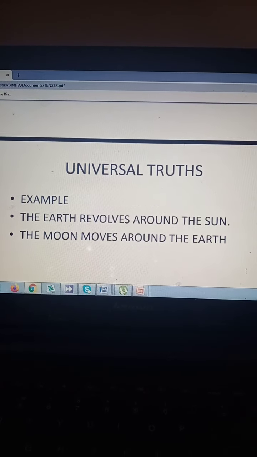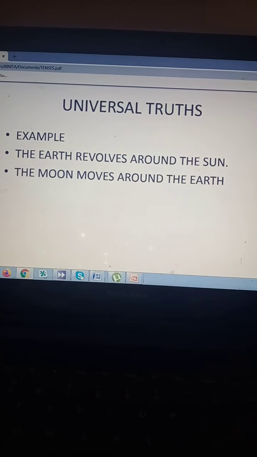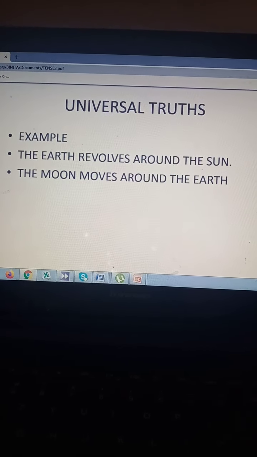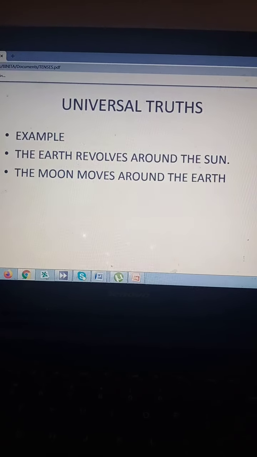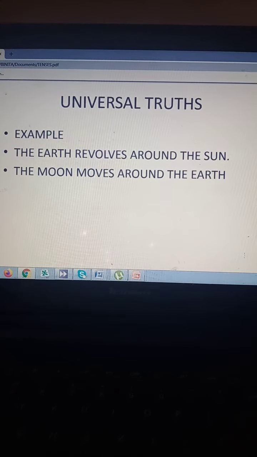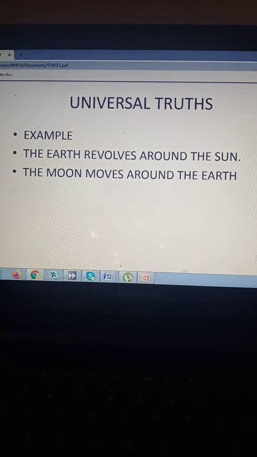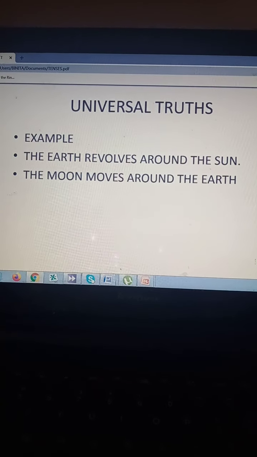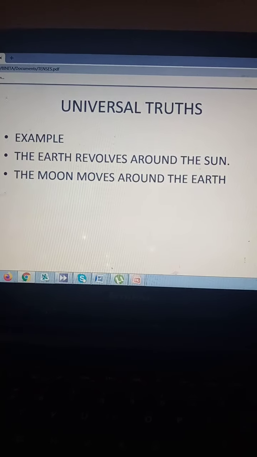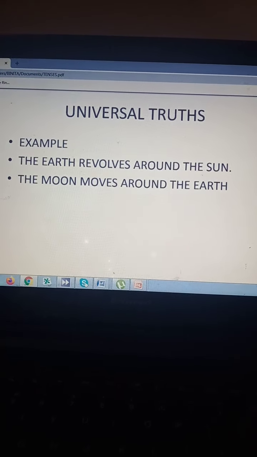Universal truths, that means everyone knows it, no one can deny it. For example, the earth revolves around the sun. The moon moves around the earth. This is a universal truth. Sugar is sweet. No one can deny that. The sun sets in the west and it rises in the east. No one can deny it. It's a universal truth. So we use the simple present tense of the verb. Revolves, moves, sets, all that.